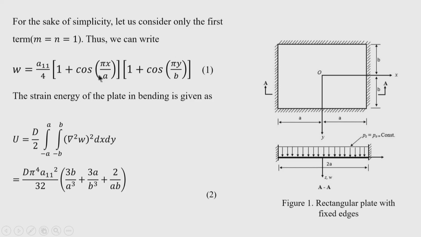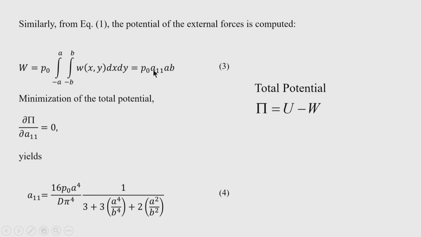Now, if you integrate it with respect to x and y, double integration, then this term and this term can be easily integrated, and this is the integration of dx and integration of dy. So, when it is integrated, the final result becomes P naught A11 a b. So, now total potential is calculated as pi equal to U minus W.